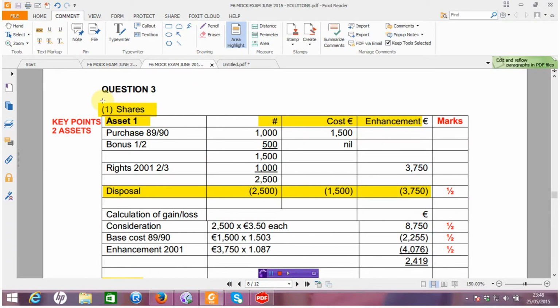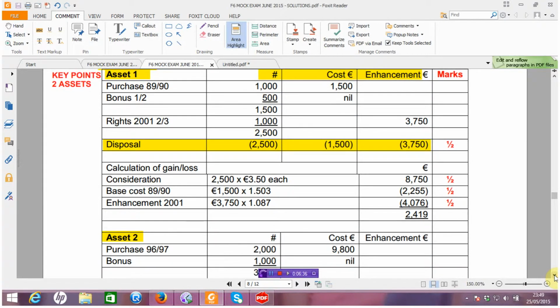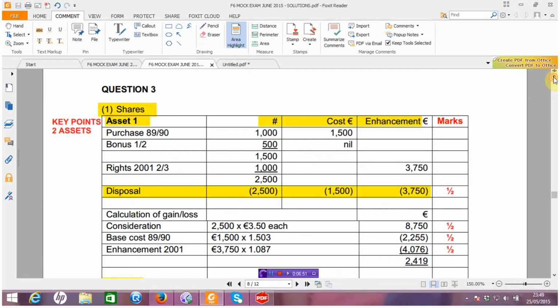Now, this first part, as we've said, relates to the shares. Let me just scan you down the question. You'll see that it's headed up there, asset 1, and then there, asset 2. So where we have purchases of shares, each of those purchases has to have its own pool. So just watch for that. Now, over and above each purchase having its own pool, just watch the columns here and look what they've done. They've added that up.